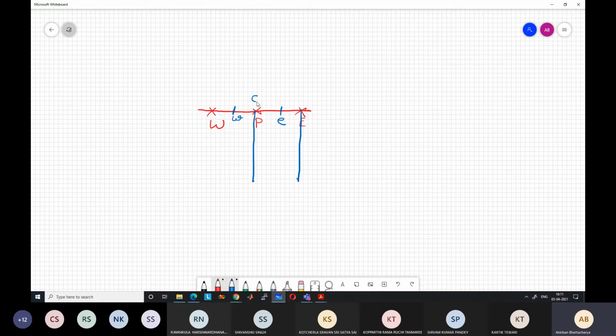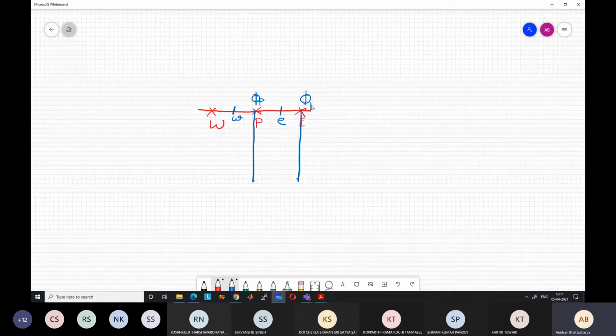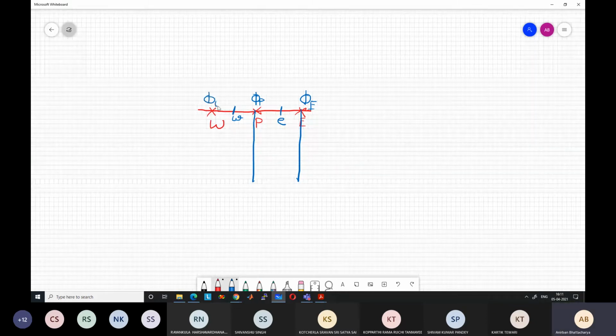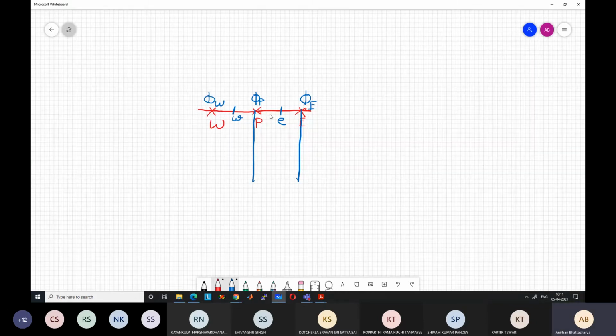Okay, we know these values. We know phi P, or rather we don't know this, but we will write in terms of these values because phi is stored at the grid points. So if we can write in terms of the grid point value, we are fine. So which values do we need to write in terms of grid point values? Phi small e and phi small w.